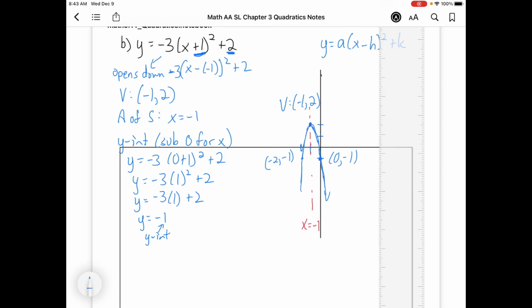How many points are on this parabola? Infinitely many. But showing 3 is definitely enough. In this case, it only asks us to show the vertex and the y-intercept, but you want to make sure that there's at least some symmetry in the way that you're sketching it out.